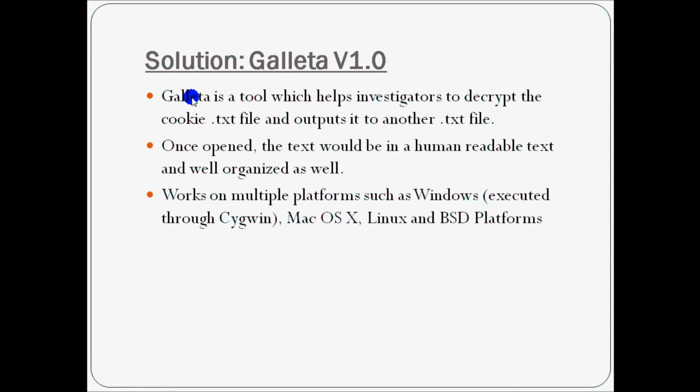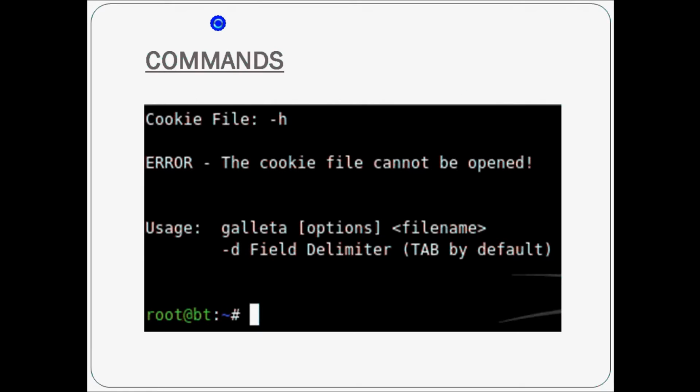Galleta version 1.0 can run in Windows, but it has to be executed through Cygwin, and also on Mac OS X, Linux, and other BSD platforms. So this is a screenshot of the command for Galleta. There is only one command for Galleta: galleta, option, file name, which is the cookie file, and then the file where you want to output the result of the decryption.